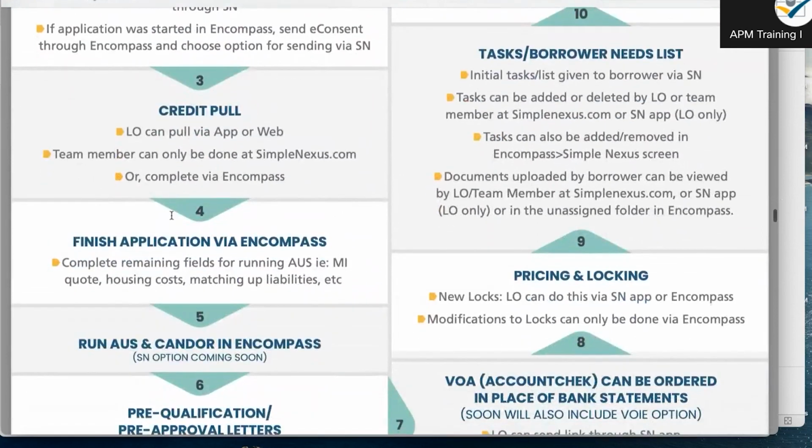Honestly, though, I still feel that best practice, unless you really need to get that credit report right away and you're out and about, I still feel like the best way really to pull that credit report is through Encompass. It's because right now this doesn't automatically pull into Encompass. When you pull it in SimpleNexus, you have to import it separately. So right now, best practice is to pull it in Encompass, but if you do need to get that information and you're on the go, you certainly can pull that inside of SimpleNexus.